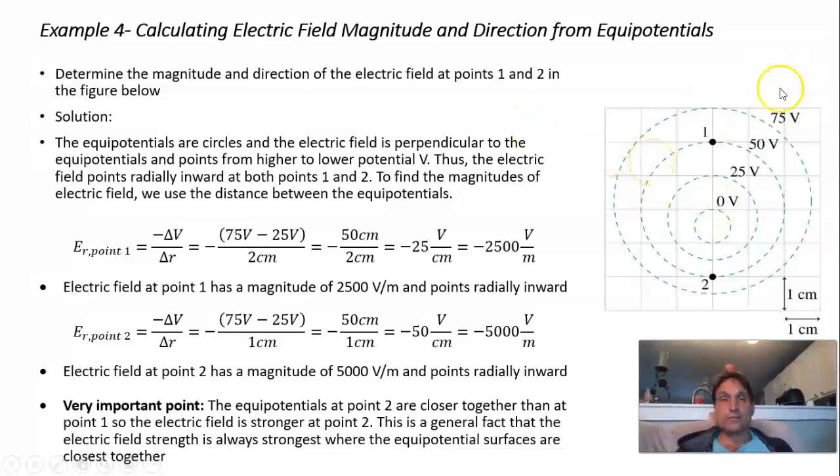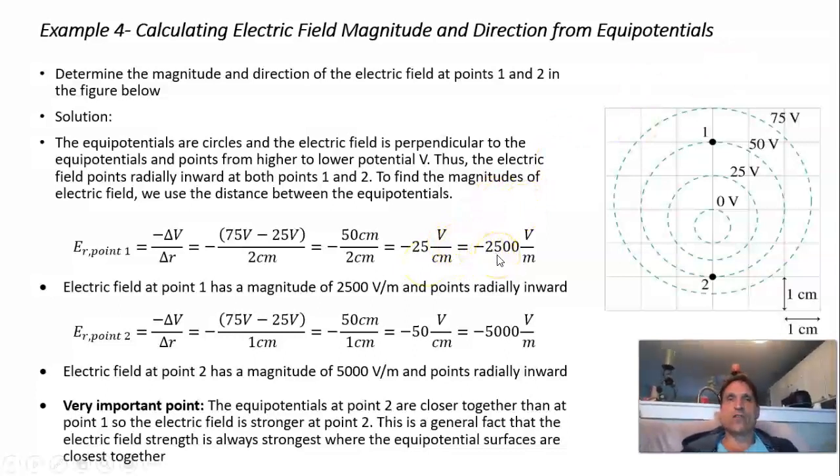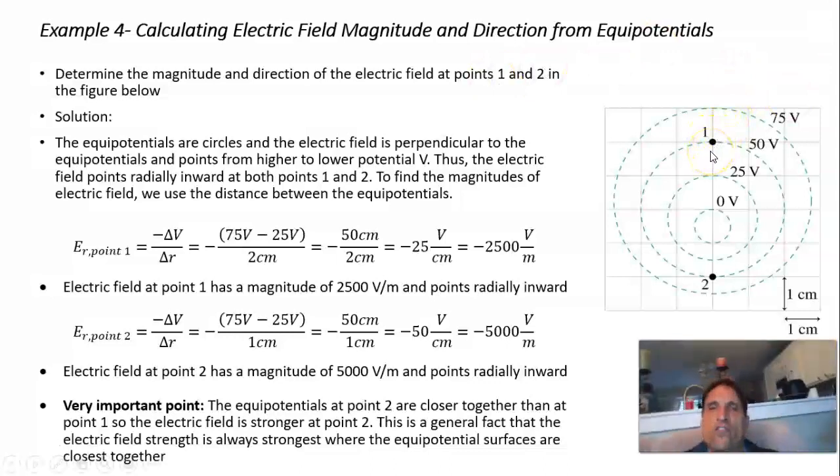And so the electric field points in the negative r direction toward the origin, and it has a magnitude of 25 volts per centimeter, or negative 2,500 volts per meter. So the electric field at point 1 is negative 2,500 volts per meter.